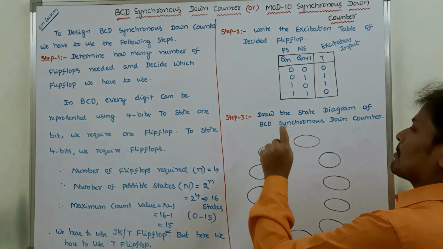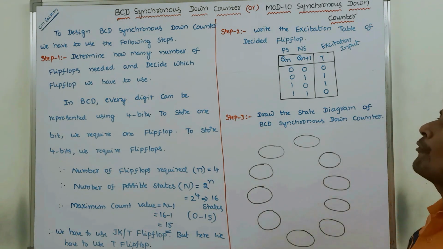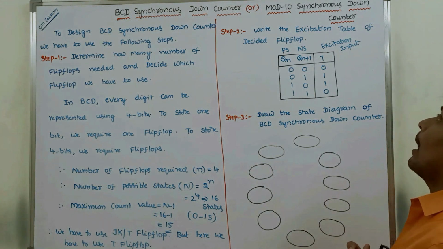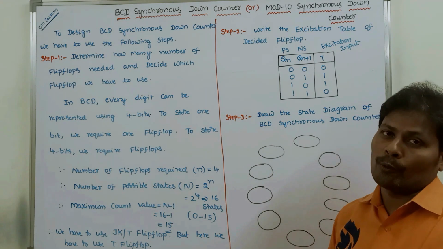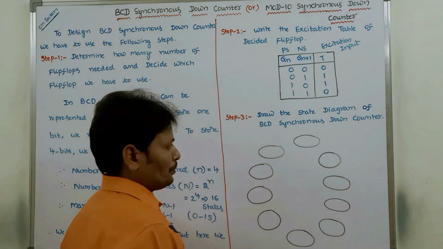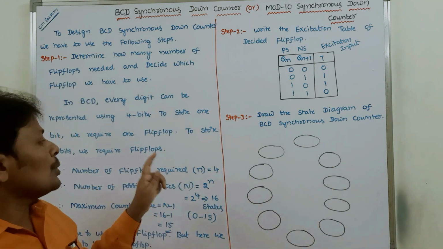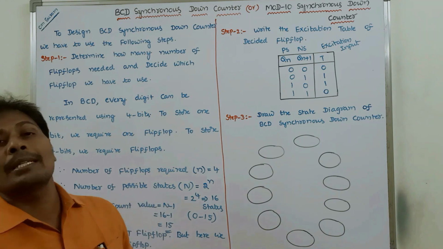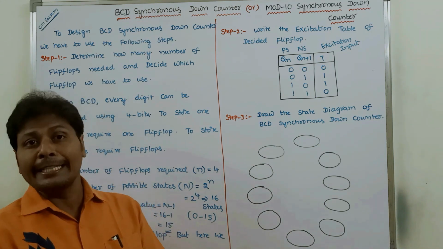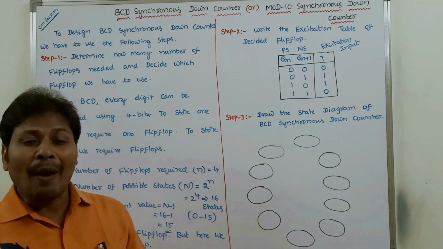Next, in step 3, we have to draw the state diagram of BCD synchronous down counter or a mod 10 synchronous down counter. So here I am taking 10 states. Out of 16 possible states, only 10 states are valid states and the remaining 6 states are invalid states.